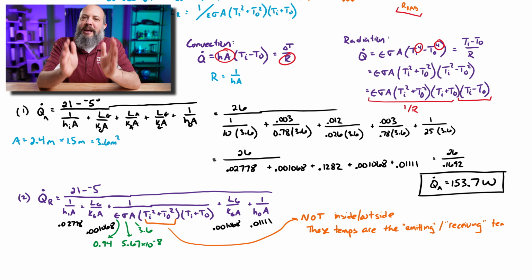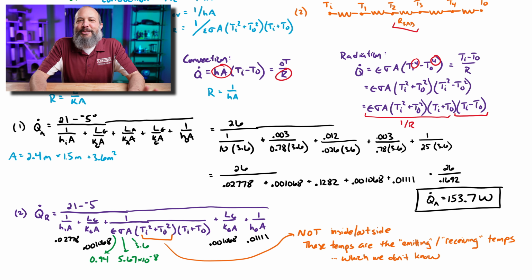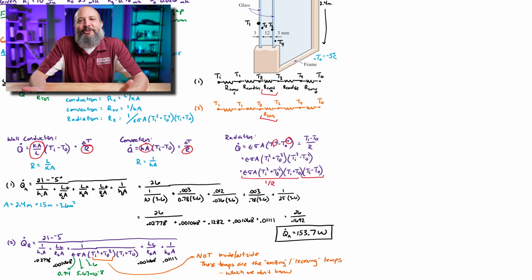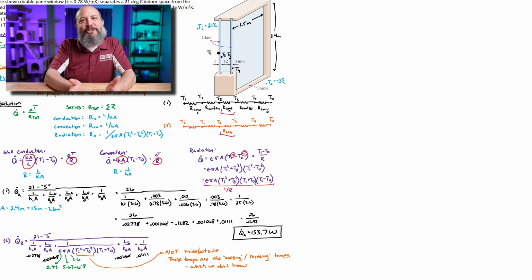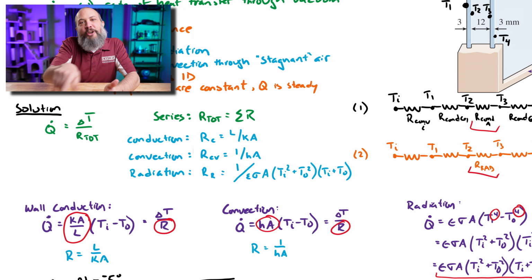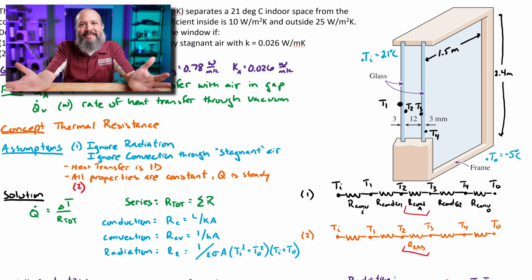We need to know the temperatures of the glass at that point, which we don't know. And this is going to lead to the solution method that students always hate, which is going to be an iterative solution. You just have to guess temperatures, solve the problem, and then check and see how good your guesses were, and then solve it again with better guesses. I know you hate this. I hate it too. There's just no better way.